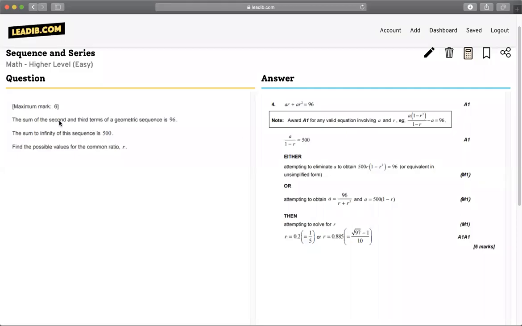This is a question on sequence and series, and we know that the sum of the second and third terms of a geometric sequence is 96. Okay, so we have to deal with three terms of a GP, a geometric sequence. So let the first term be A, the second term be AR, and the third term be AR square. Now, if you see, they all have a ratio of R. It's a common ratio. So this is an assumption. I'm assuming the terms to be like this, and it says the sum of the second and third terms is 96.